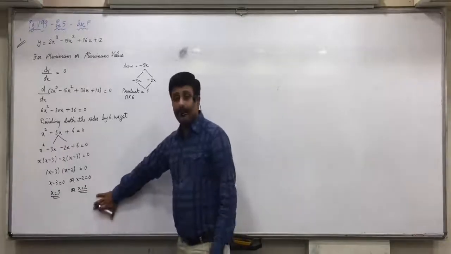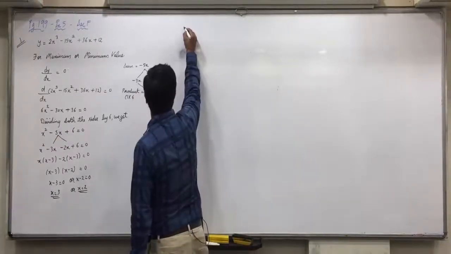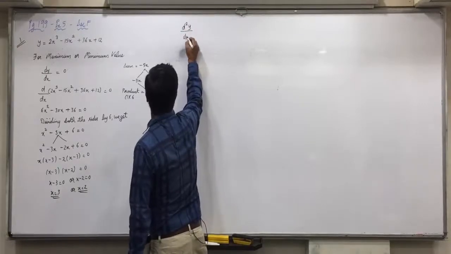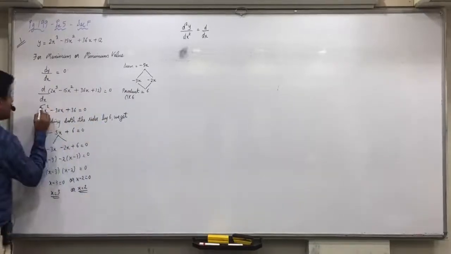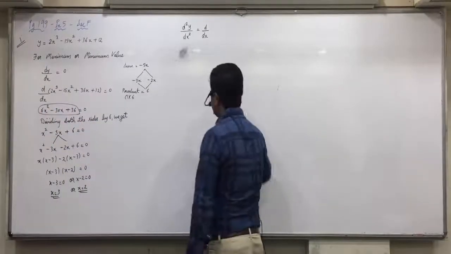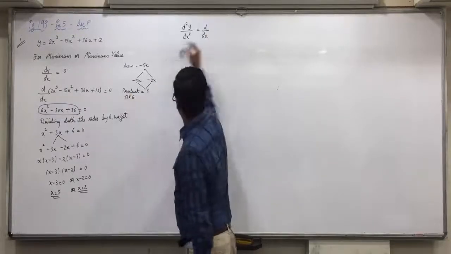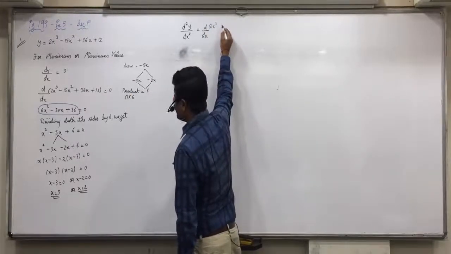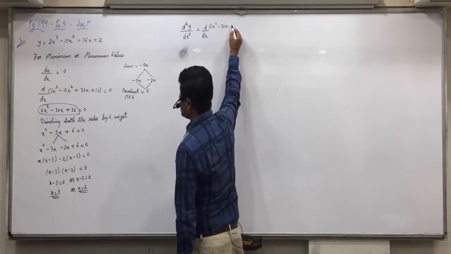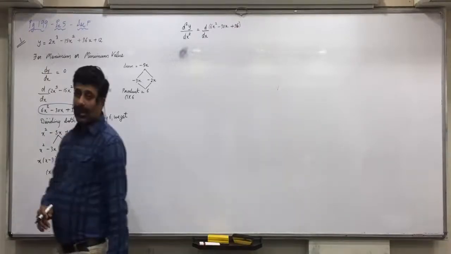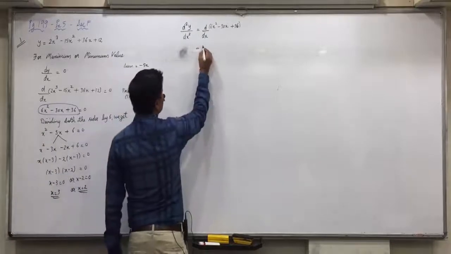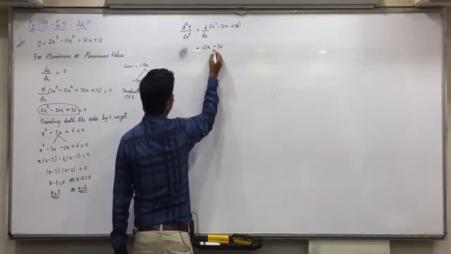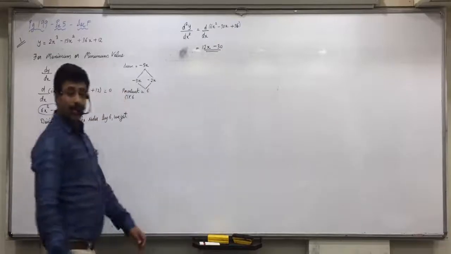Raise your hand, still writing up till here. So next step we'll find d square y upon dx square. That is d upon dx of dy by dx. Here dy by dx was done. So d square y upon dx square will be d upon dx of 6x square minus 30x plus 36. Okay, this is dy by dx. Any doubt in this? 6 into 2, 12x minus 30. And 36 becomes 0.